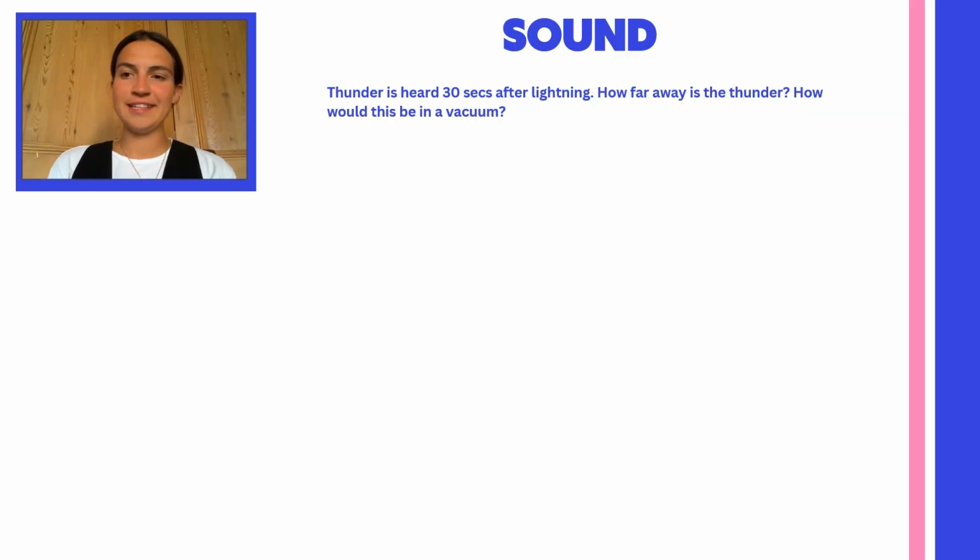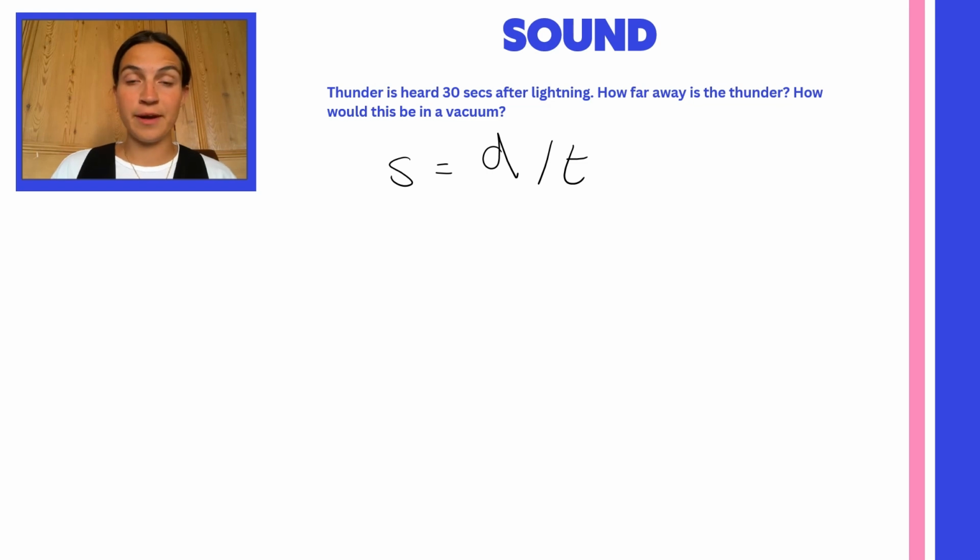So this question is about sound waves, and it says thunder is heard 30 seconds after lightning. How far away is the thunder? How would this be in a vacuum? Okay. So first thing to do is to know that I'm using my equation speed is equal to distance over time, because I'm trying to find out how far away it is, or the distance, and I've been given the time, 30. So then I need to think about what's actually happening.